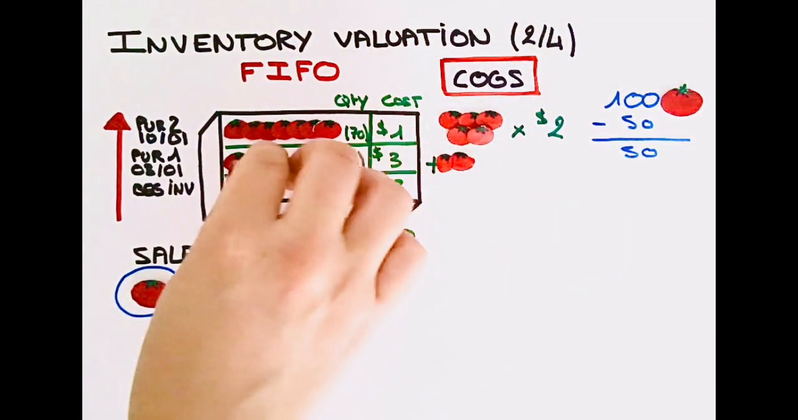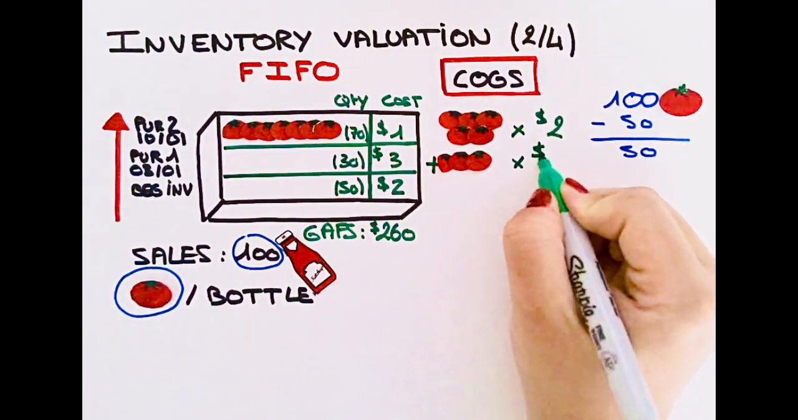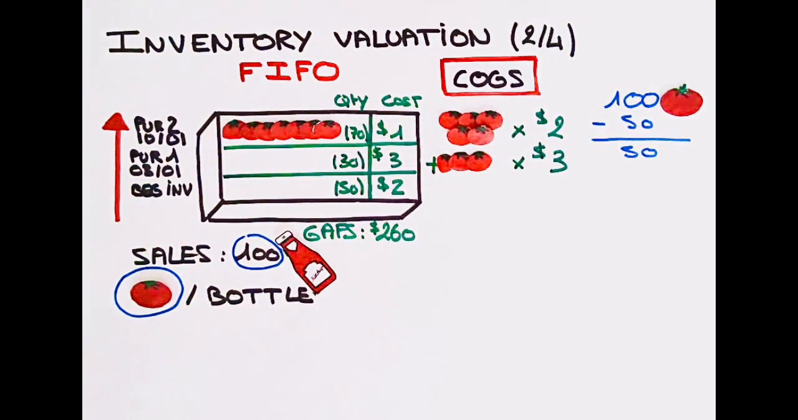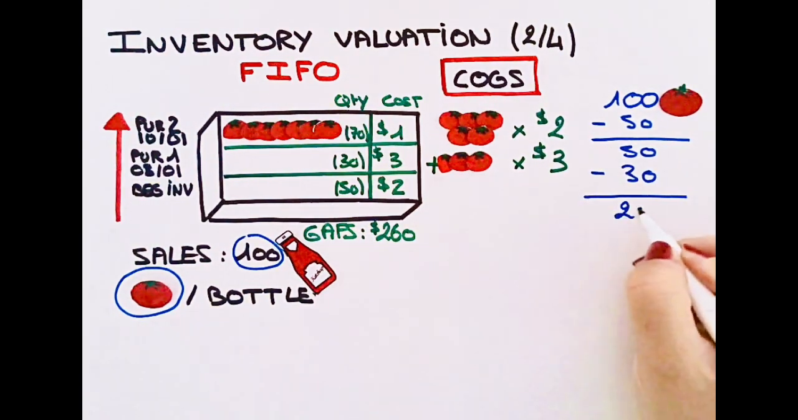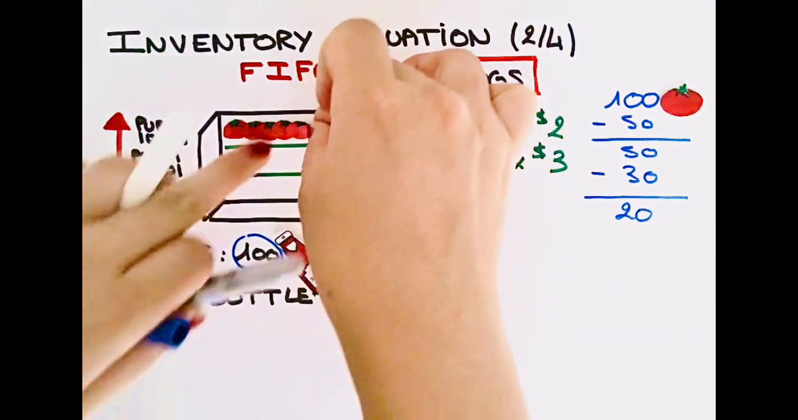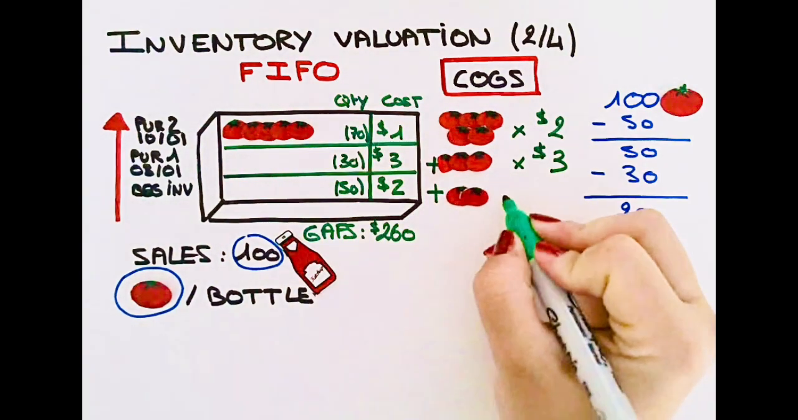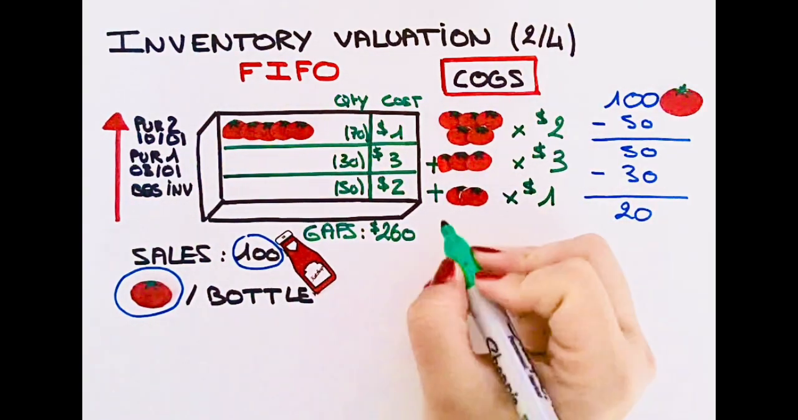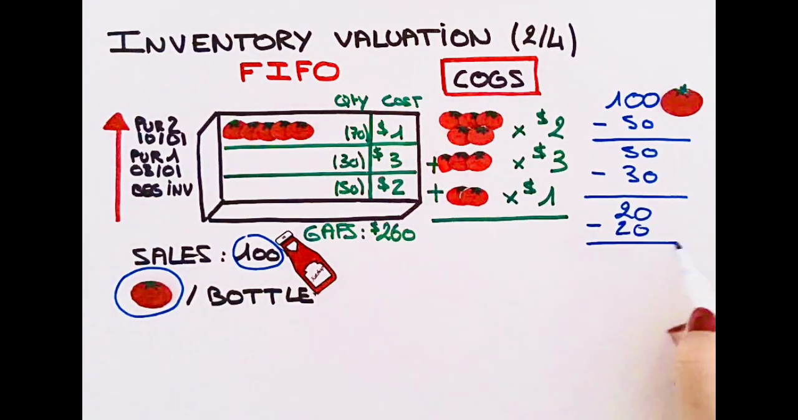So you move on to the purchase that occurred in March. In March, we had 30 tomatoes and they cost us $3 each. Now you do the same process. You can deduct the 30 tomatoes from your 50, and you still need to find out the cost of 20 more tomatoes. So at this point, you only take 20 tomatoes. Even though you had 70 tomatoes in your last purchase, you only take what you need.